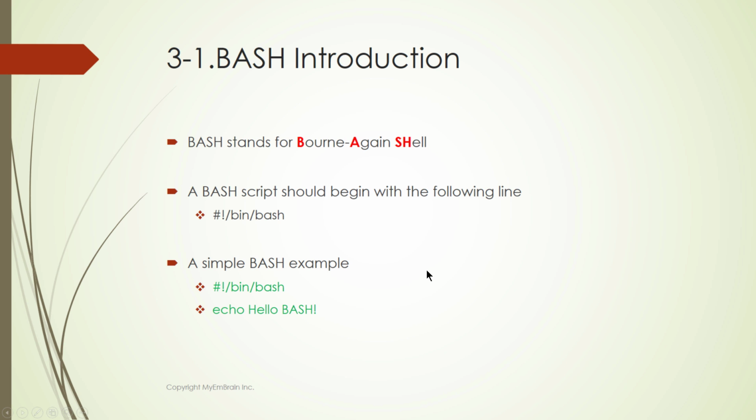On the third item, a simple Bash example. It demonstrates, here, the first line is again #!/bin/bash and then echo hello bash. So what it does is print out hello bash on the console. The first line #!/bin/bash is to have the system load the bash interpreter at the directory /bin, and the binary for the bash interpreter is bash in lowercase.